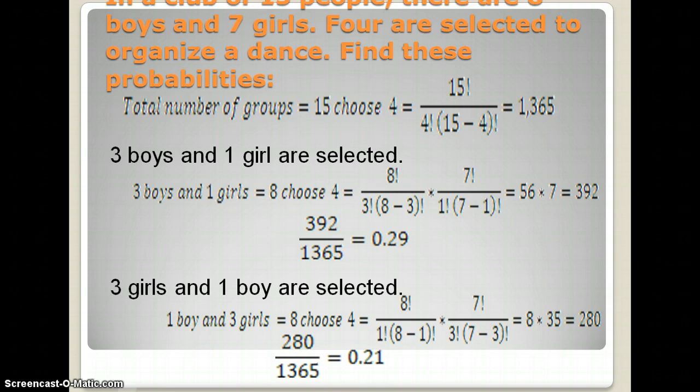Since there's 5 possible scenarios here, 4 boys and no girls, 3 boys and 1 girl, 2 boys and 2 girls, 3 girls and 1 boy, or all girls, if I took the 4 situations that I have, the only one I haven't taken care of is 2 and 2. The remaining probability that would get me up to 1, I don't have to go through this process for the 2. Could if I wanted to, but I don't have to.